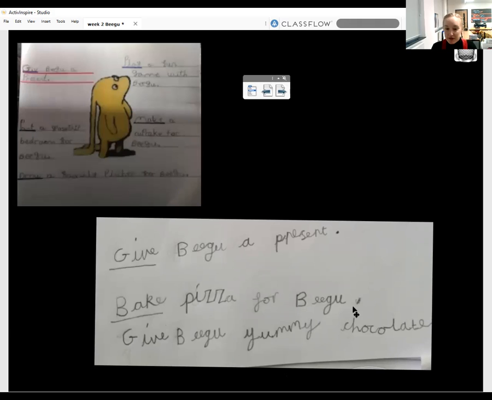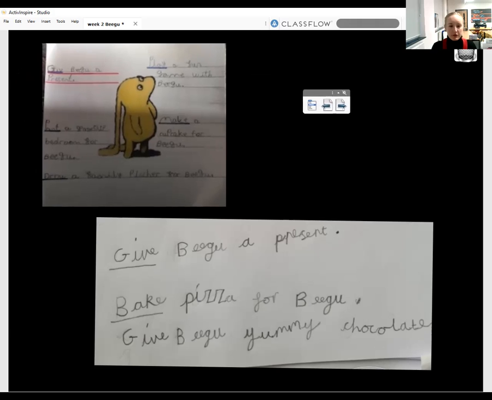Bake a pizza for Bigu. I don't know about you, but sometimes when I feel a bit miserable, eating my favourite food definitely cheers me up. And even here, give Bigu some yummy chocolate. We've also got another person saying give Bigu a present, which is nice. Paint a spaceship bedroom for Bigu. I like this idea because it might make her feel a bit more at home.